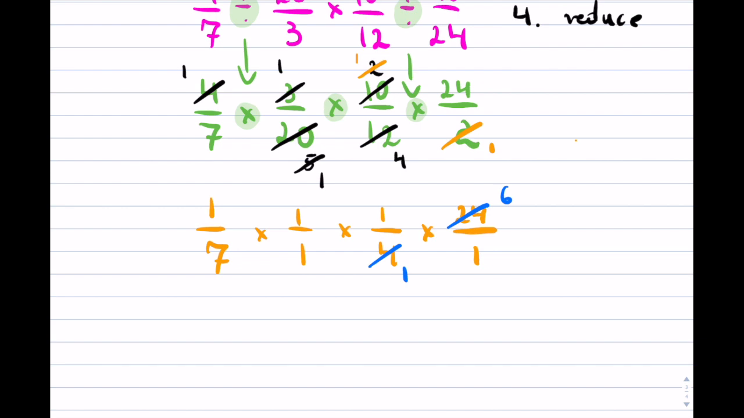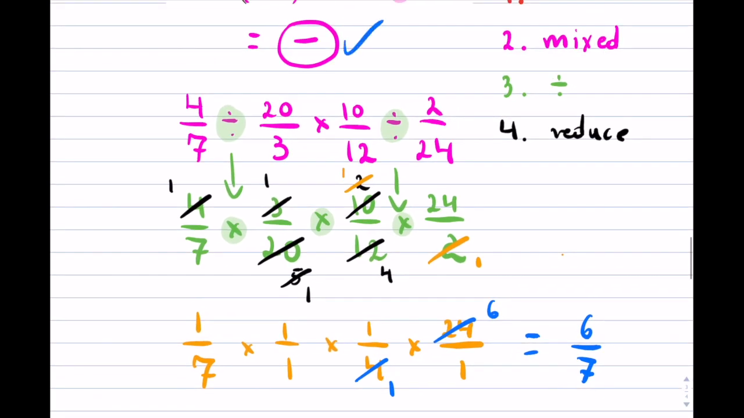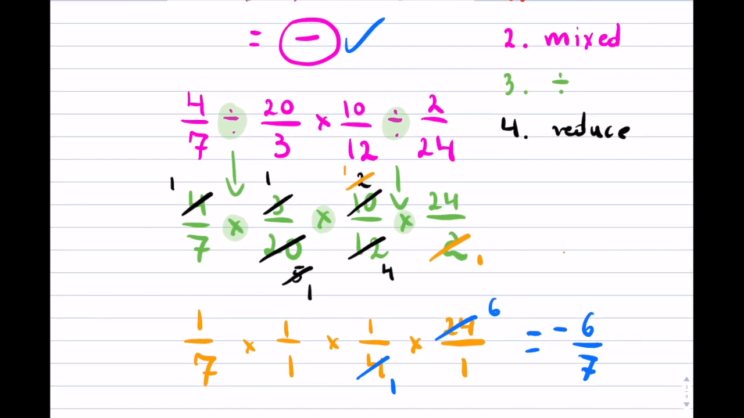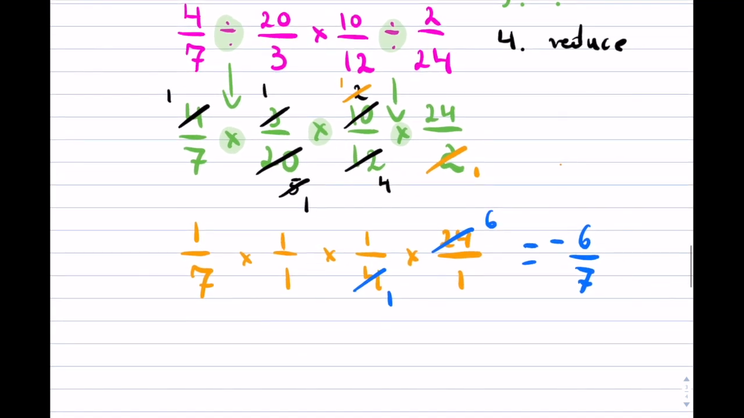So notice all you have left on top now is 6 over 7, and it was negative. And that would complete that giant question.